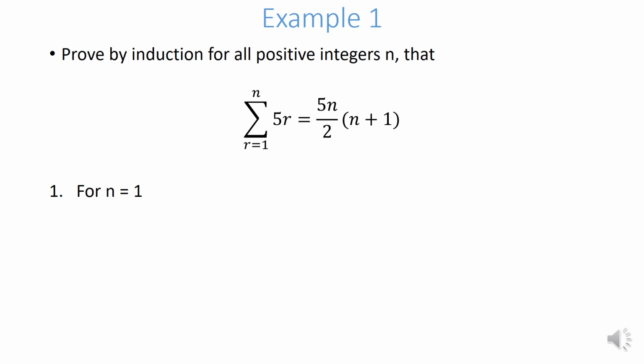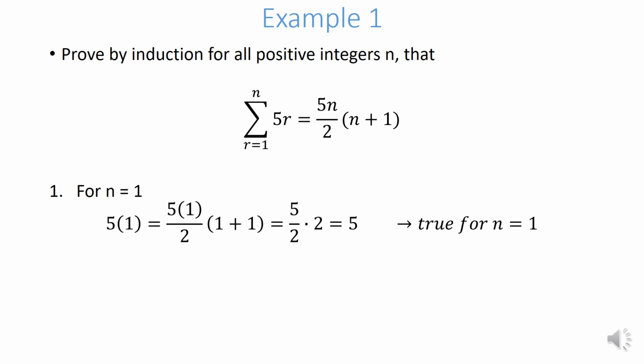So let's start with n equals 1. So on the left hand side, we have to put in our sum. Okay, and if we're just using 1, well then it's from 1 to 1. And there's only one term, and 5r will be 5 times 1. Okay, so that's the left hand side. I'll put an L there and an L here.